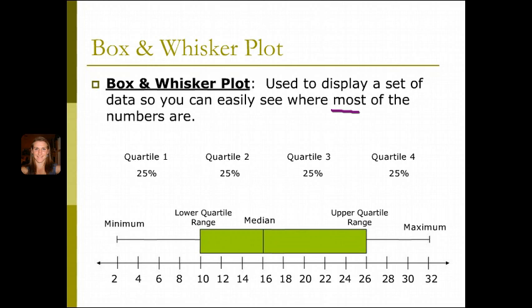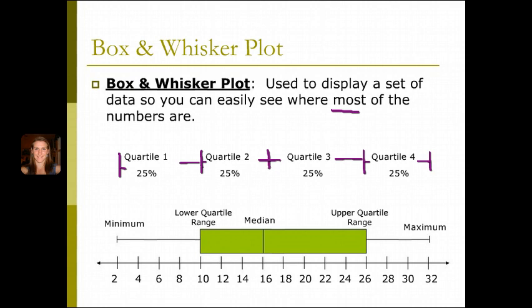Your box and whiskers are divided into 4 sections. Quartile 1 goes from the whisker to the beginning of the box. Quartile 2 goes from the beginning of the box to your median. Quartile 3 goes from the median to the end of the box, and quartile 4 goes from the end of the box to the end of your whisker. Each section, each quartile, represents 25% of your data.